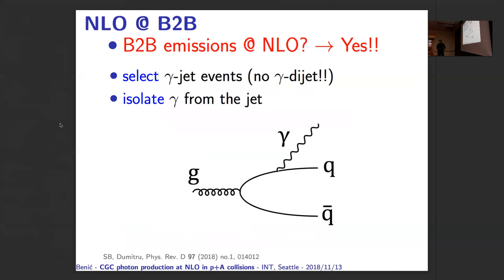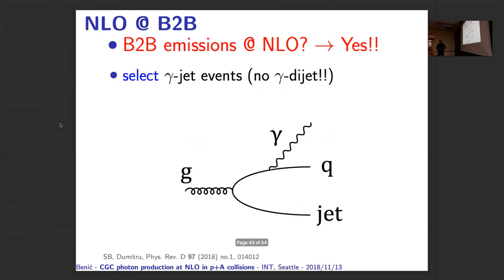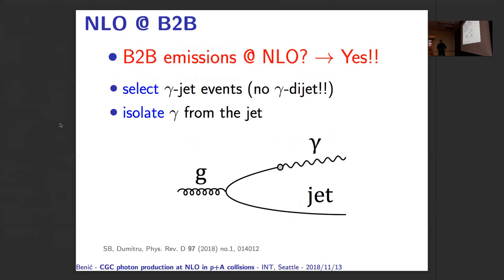And then you have to say, what's a jet? So we decided, so you can choose, we decided the anti-quark is the jet, and then the next point is that you have to isolate the photon from that jet. So we say that the photon comes from the quark line, and then what we will do essentially is we want to integrate out the quark that is emitting the photon.